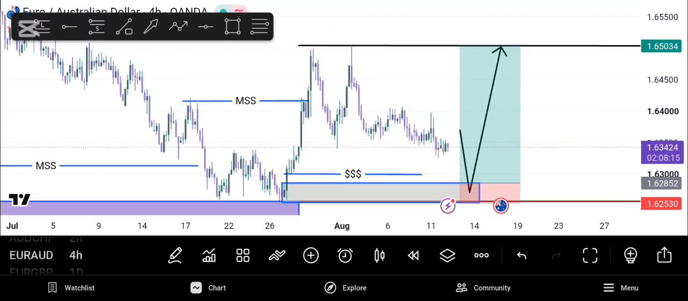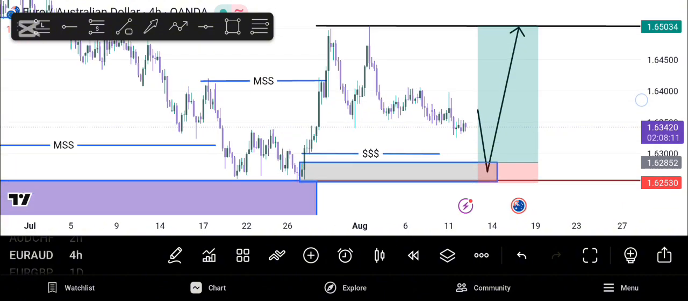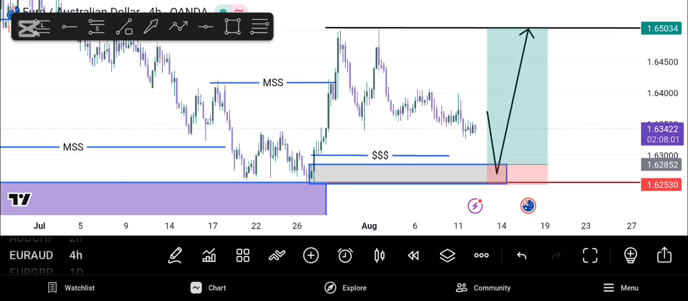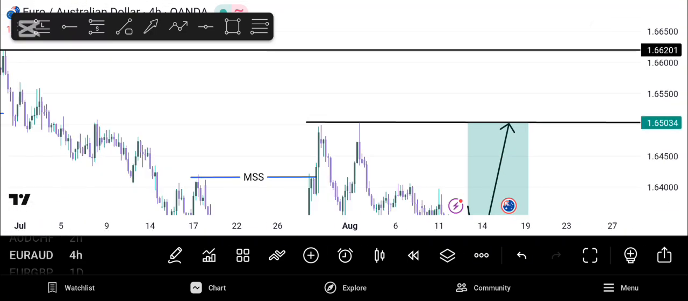This is my analysis on Euro AUD. I didn't want to replay my chart and start all over, but next time maybe I'd look into it. You can set your limit on the trade, or you can wait for confirmation. When I talk about confirmation, I mean market structure shift. Let me show you exactly what I'm talking about.